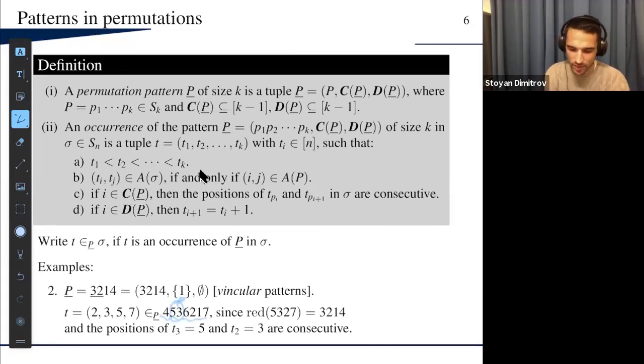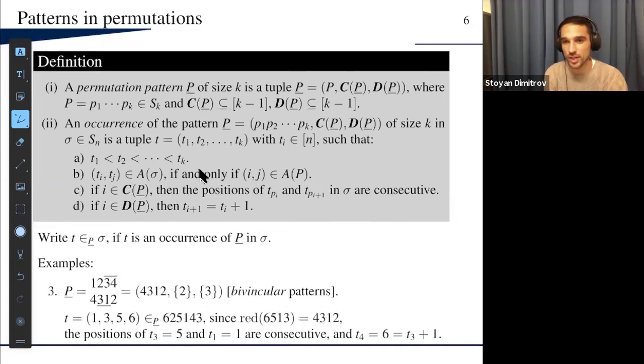Okay, and then finally, when both CFP and DFP are non-empty, we also have requirements for the values. In this case, we will denote a bivincular pattern in this way using the two-line notation. At the bottom, we will have the usual vincular pattern. At the top, we will have the identity, and for each number in DFP, we will put such a line, indicating that in this case, T3 and T4 have consecutive values.